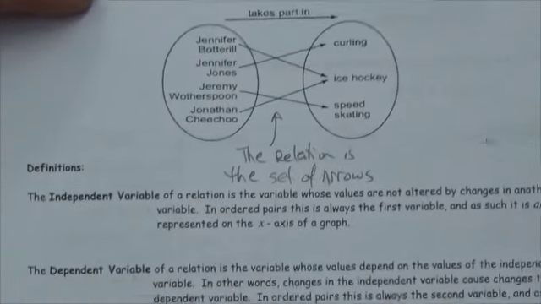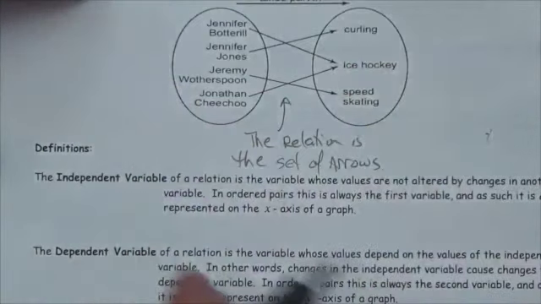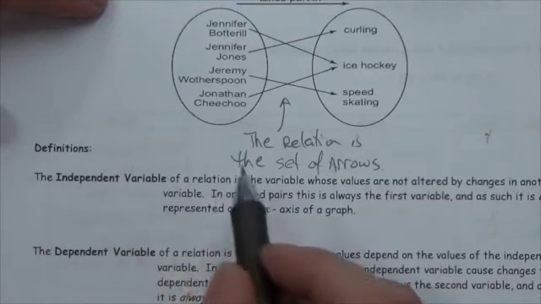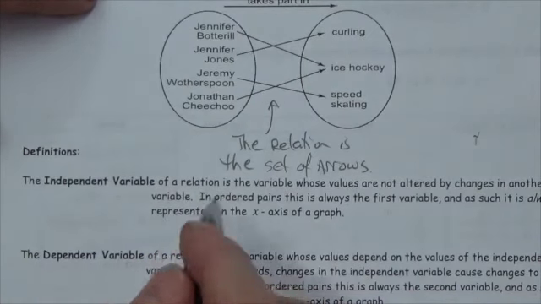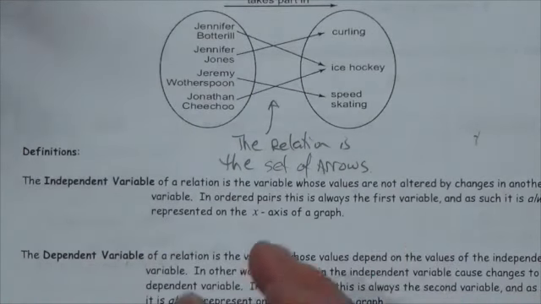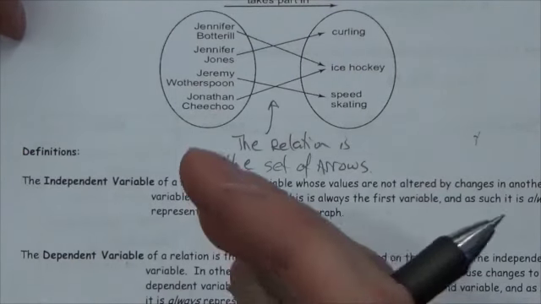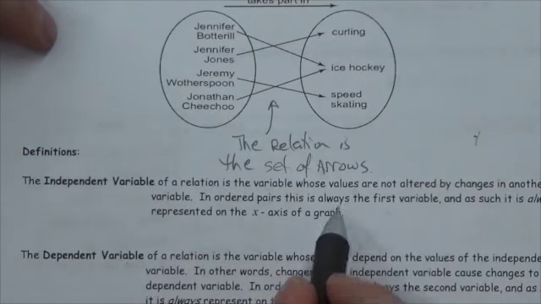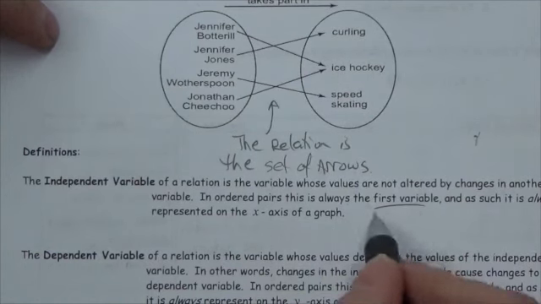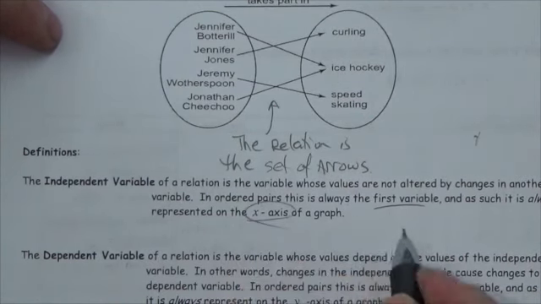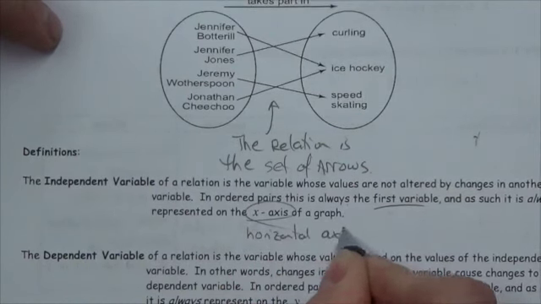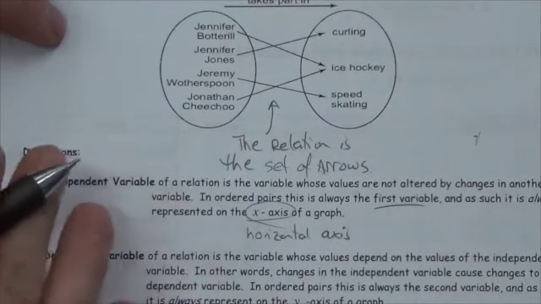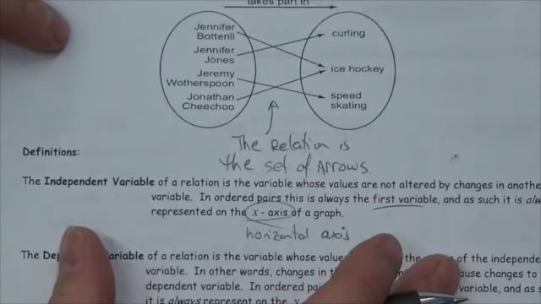Now we will introduce some more definitions. First of all, we've got the dependent variable. I'm going to come back up to here and talk about these things. So the independent variable, I should say, the independent variable of a relation is the variable whose values are not altered by changes in another variable. In other words, the independent variable is the one that we make conscious choices about changing. In the ordered pairs, it is always the first variable, and it's always represented on the x, or we should say the horizontal axis. That's just the custom for how we do this. The independent variable is on the horizontal axis.